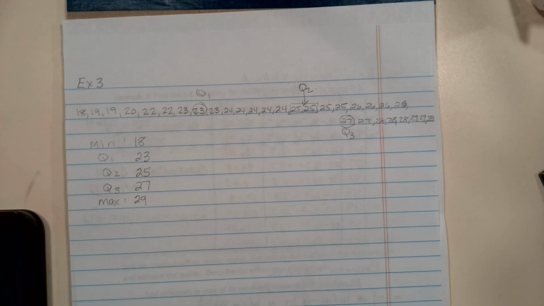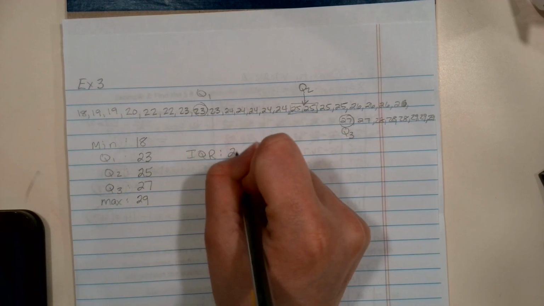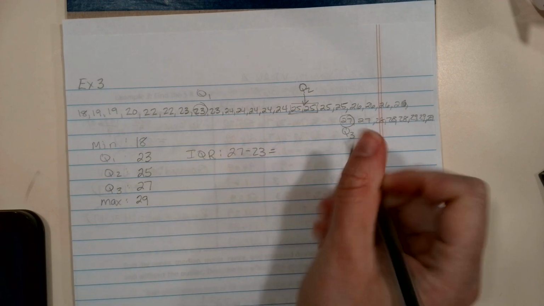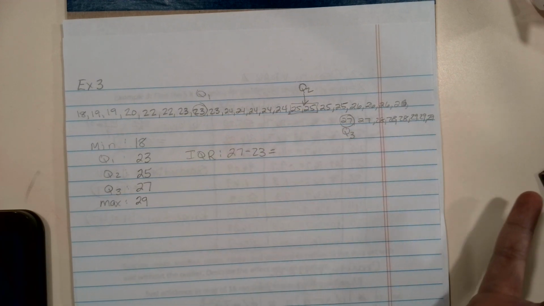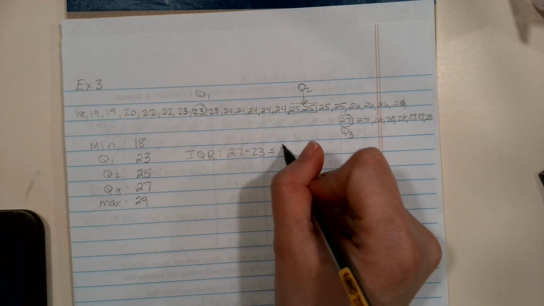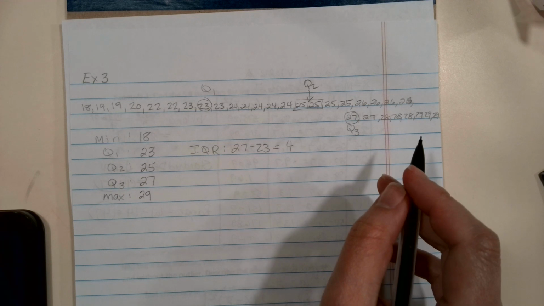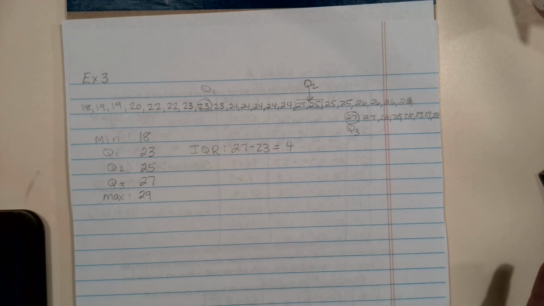Okay, and again, they don't ask us for it, but my interquartile range here is from 27 to 23. So 50% of the data happens between 23 and 27, and it only varies by 4 numbers. So outliers are going to be pretty easy to come by here.